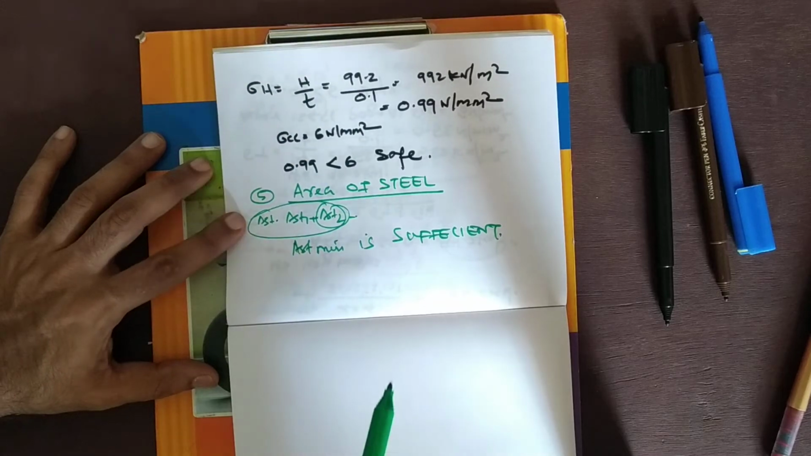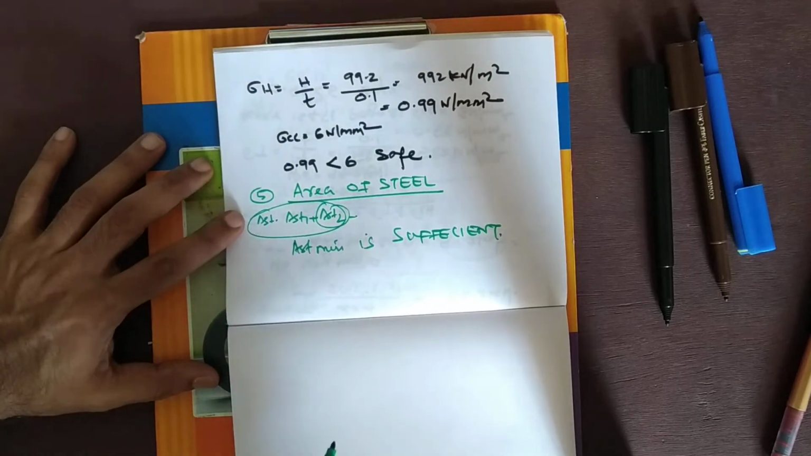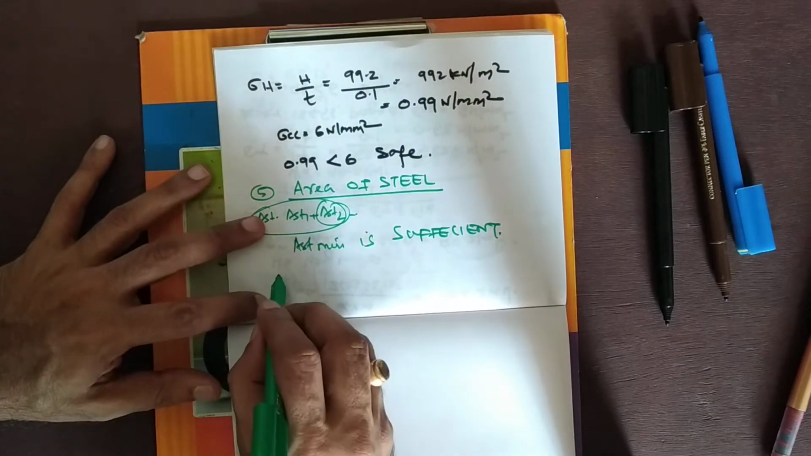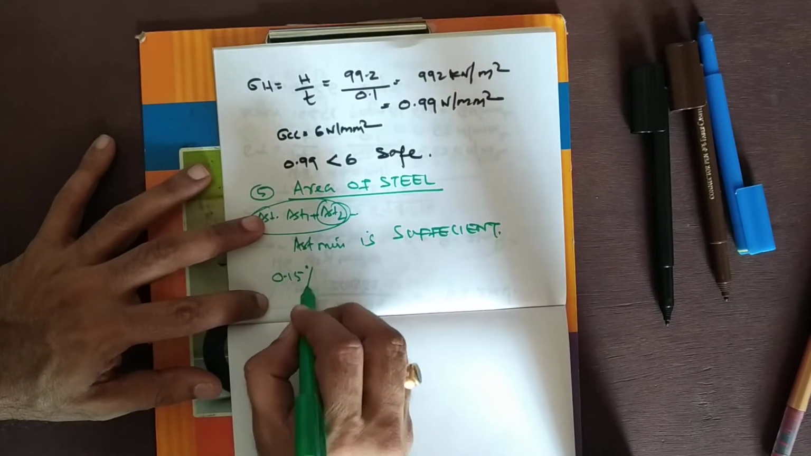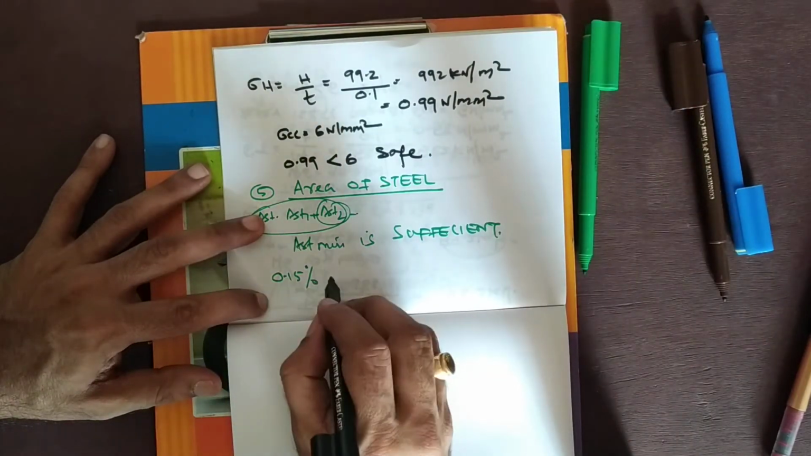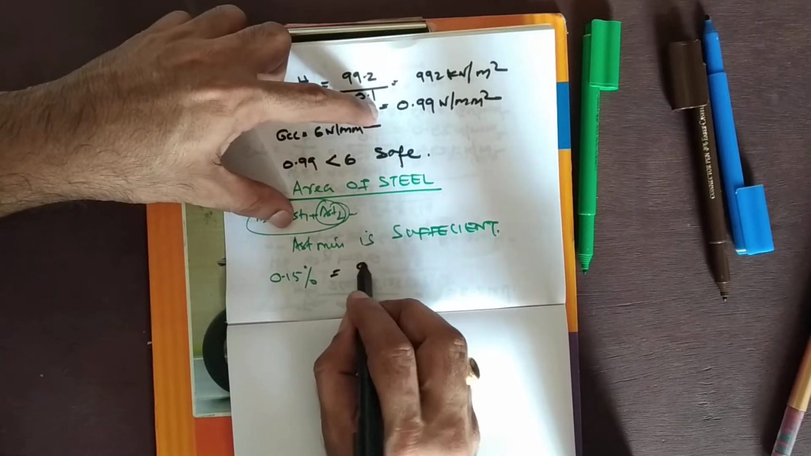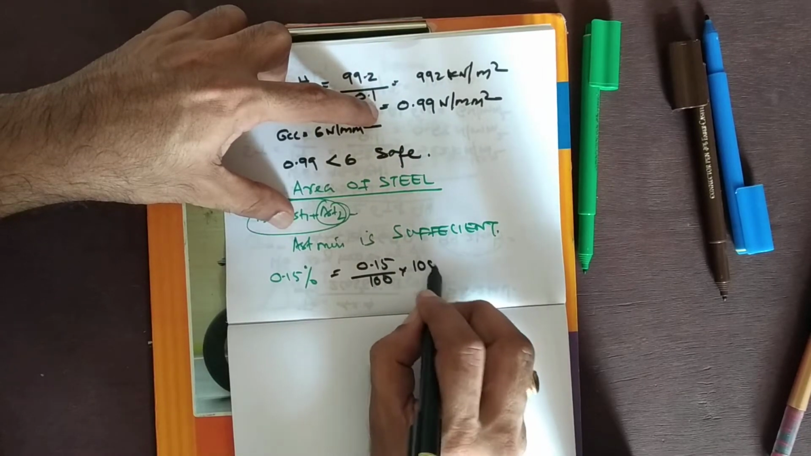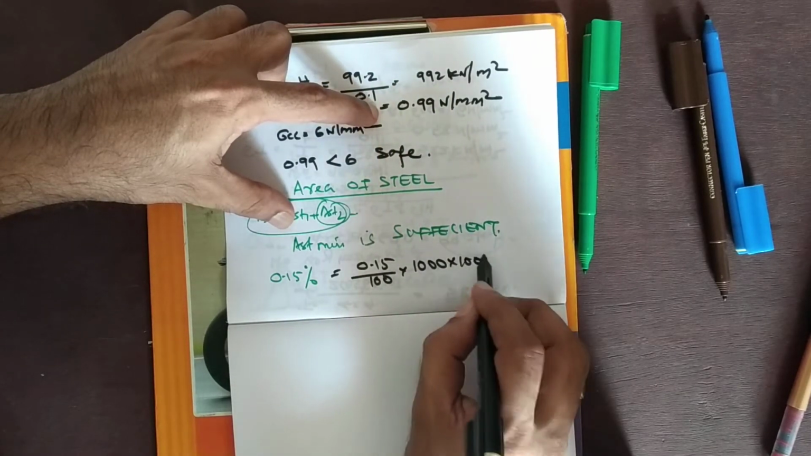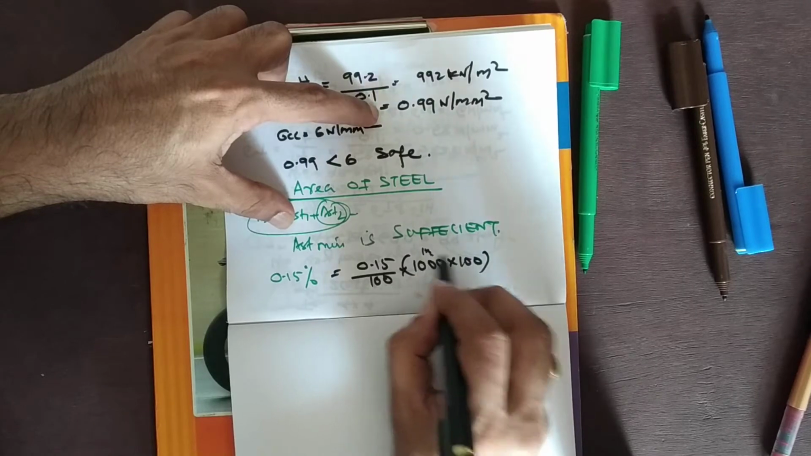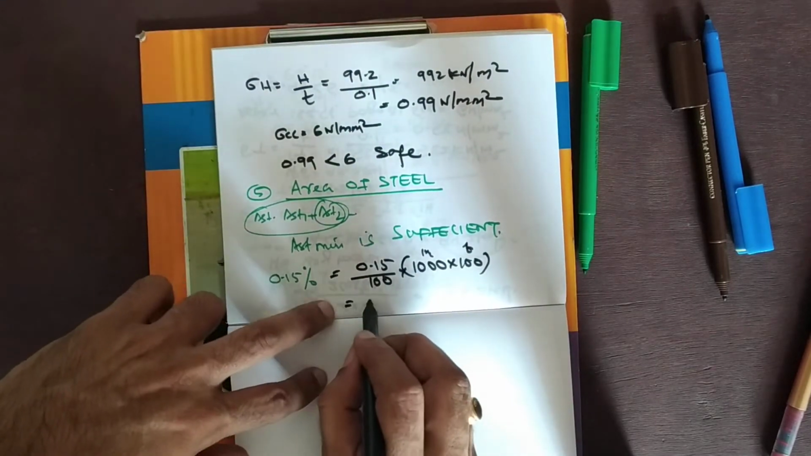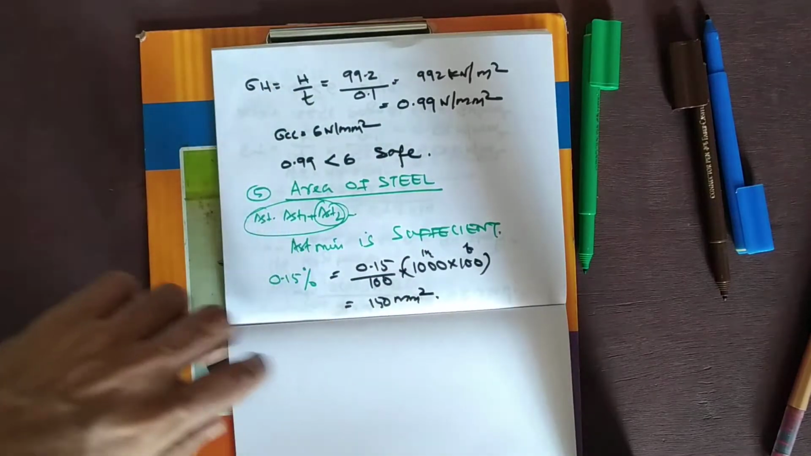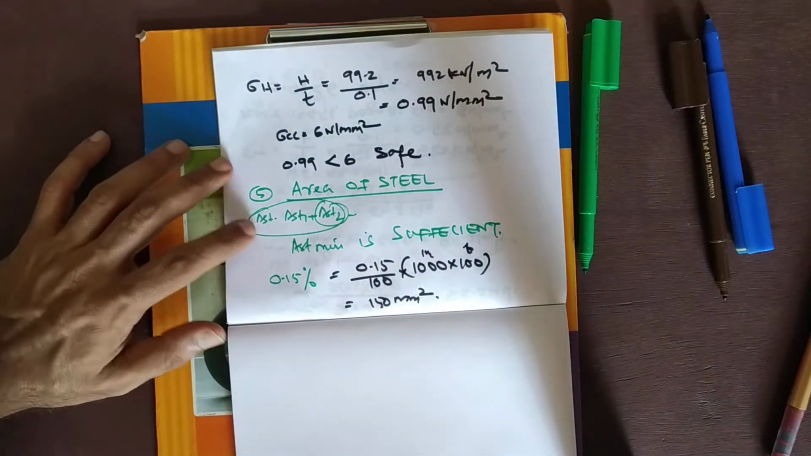You don't need more, because you will end up with an uneconomical design. So minimum AST is required. The minimum AST you can take is 0.15 percentage of the gross area, meaning 0.15 divided by 100 into 1000 into 100. This 1000 is for 1 meter and this is the thickness. So you will get 150 millimeter square.